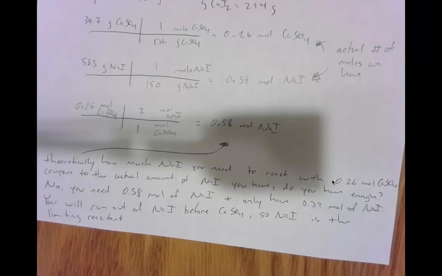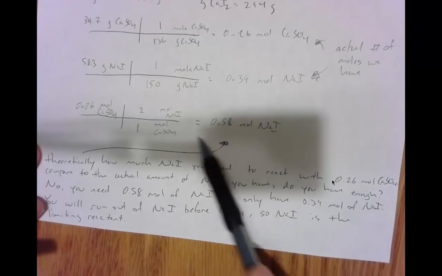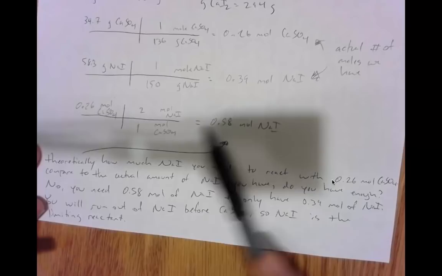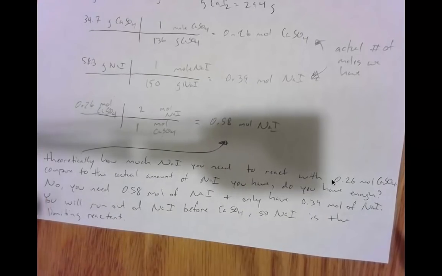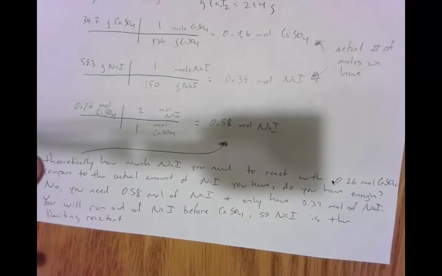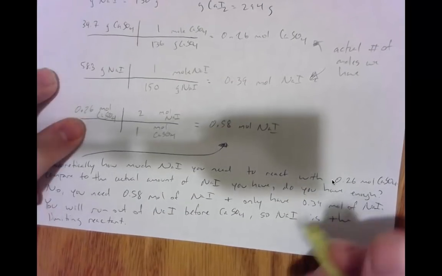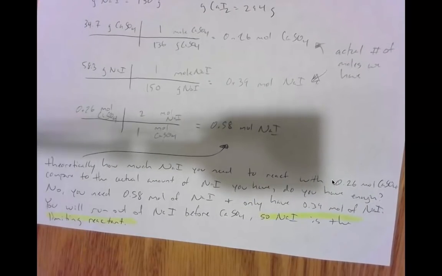So what this tells us is we are going to run out of sodium iodide before we have the 0.58 moles necessary to react with the 0.26 moles of calcium sulfate. So we are limited by the amount of sodium iodide that we have. So then what that tells us is NaI, sodium iodide, is the limiting reactant.